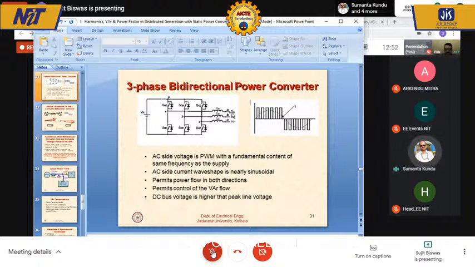Thank you, sir, for such an elaborate explanation. Sir, the next query is: when we are using an active power filter for harmonic compensation at PCC, it acts as an inverter. Then what will be the direction of the compensating current fed by the filter at PCC?